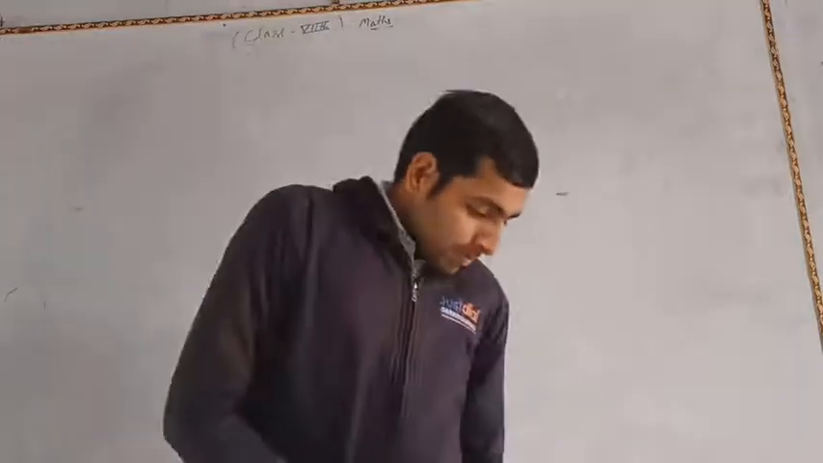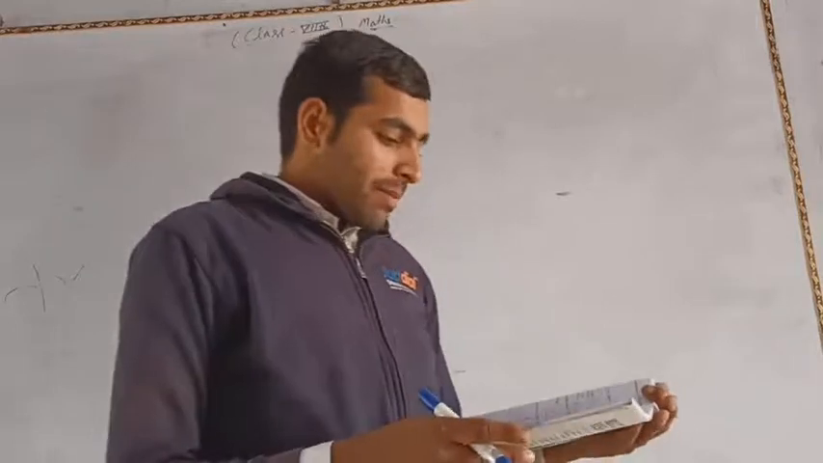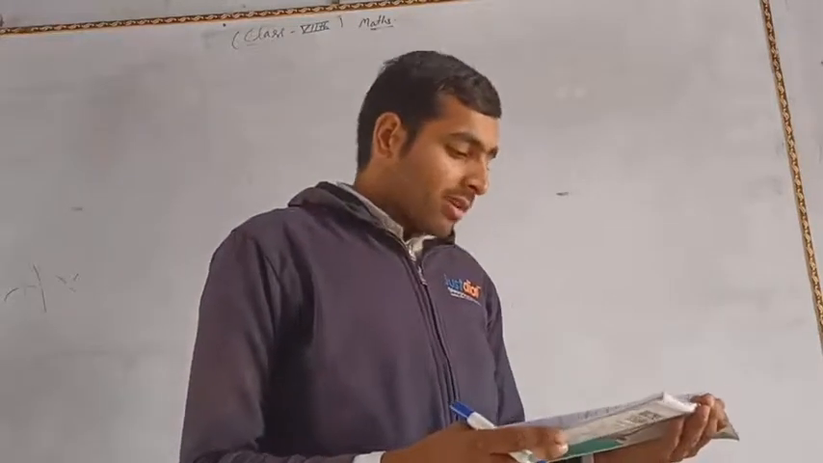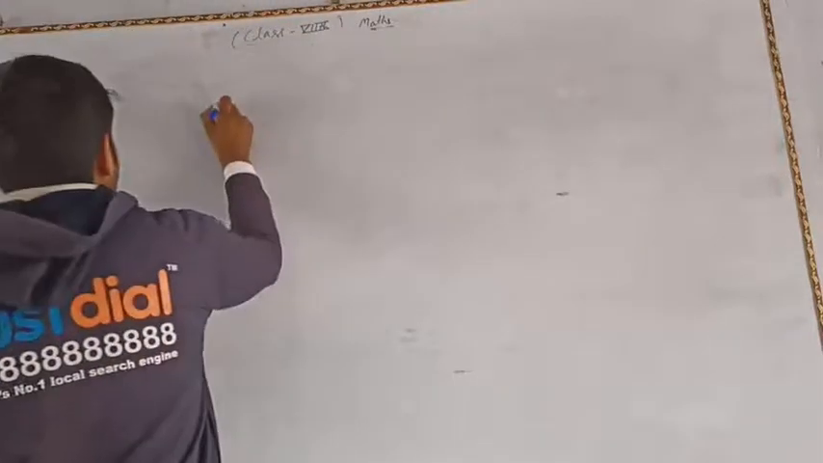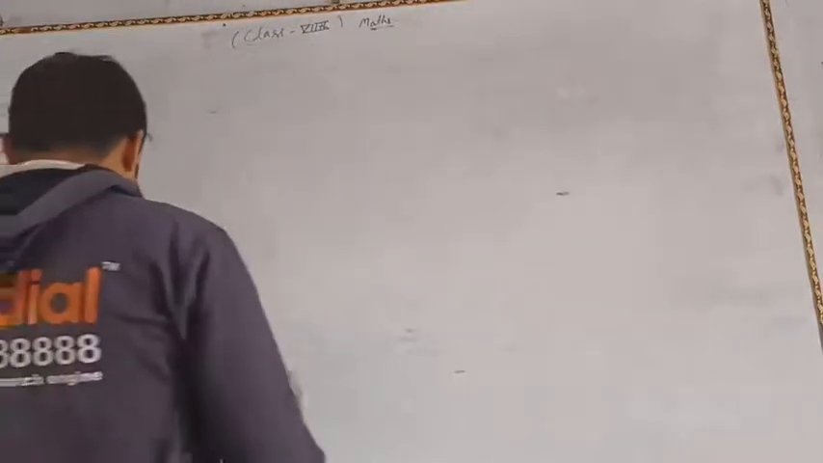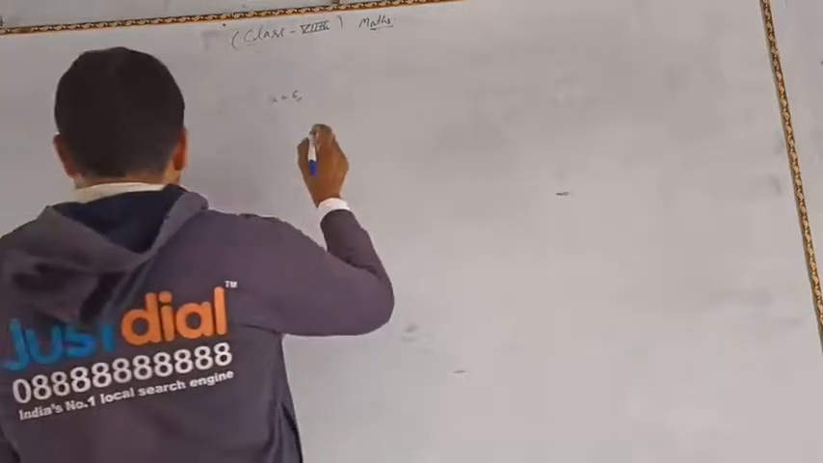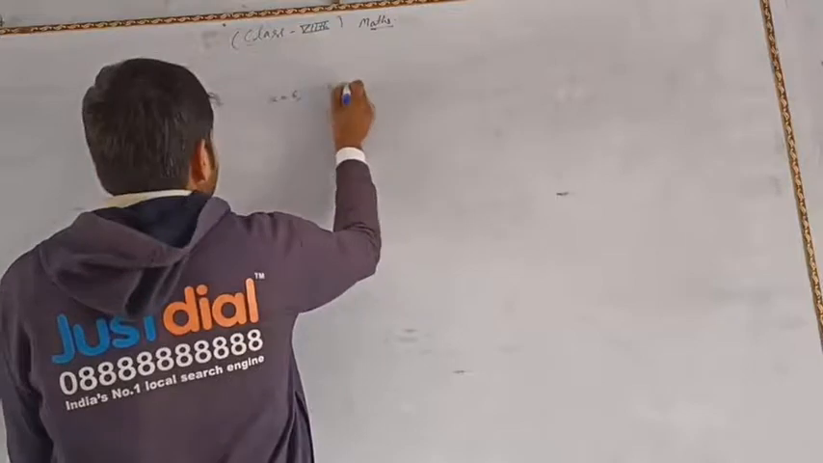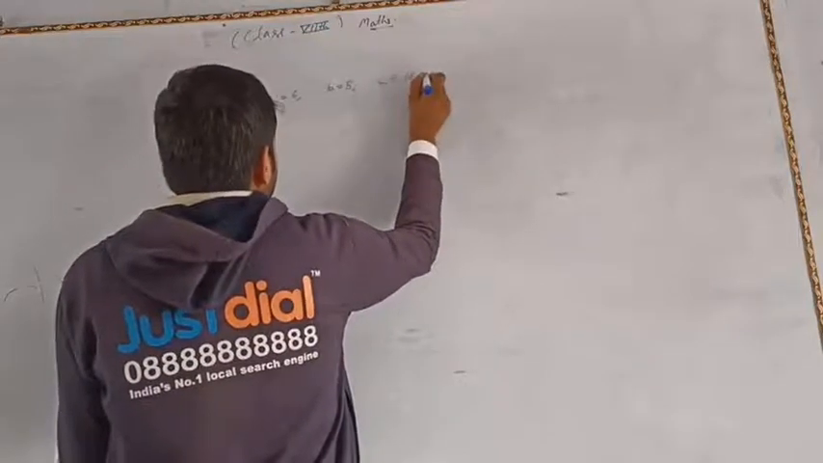Your first problem: determine which of the following are the sides of a right angle triangle. Problem number one: A is equal to 6, B is equal to 8, C is equal to 10 centimeter.